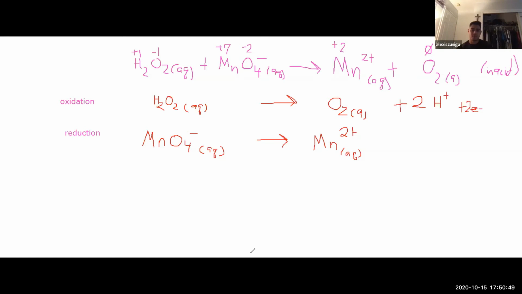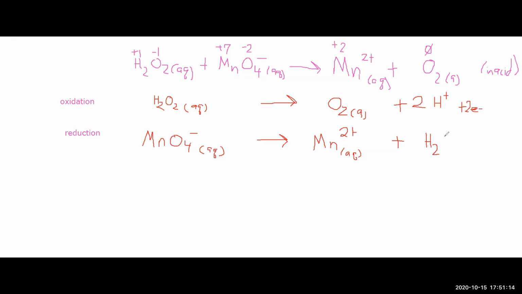Is there something we need to take care of first? We need to add some water. Where am I adding water to? Product or reactants? The reactant actually. Product. Yeah, my bad. Product. Check that. Okay. How many waters am I going to add? 4. Okay.